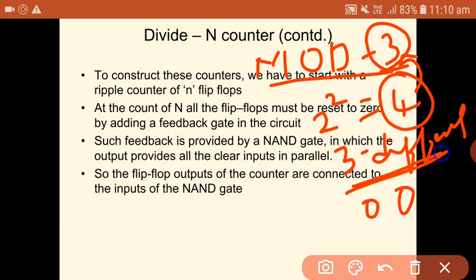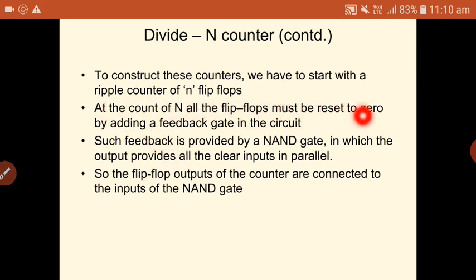That means after getting 3 different output states, at the count of n, all the flip-flops must be reset to 0 by adding a feedback gate in the circuit, that is, extra circuitry in addition to the flip-flop circuit. Such feedback is provided by a NAND gate, in which the output provides all the clear inputs in parallel. The flip-flop outputs of the counter are connected to the inputs of the NAND gate, so that we can achieve this divide by n counter, or non-binary counter.